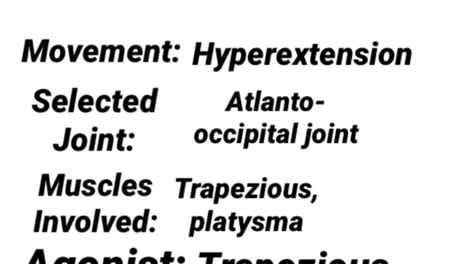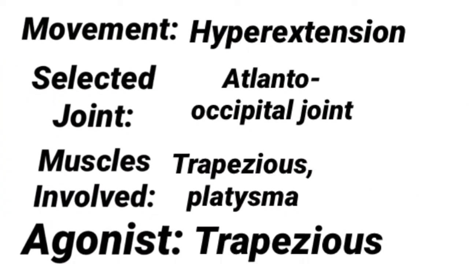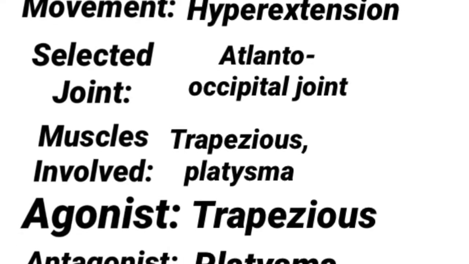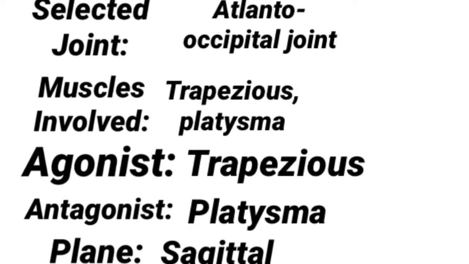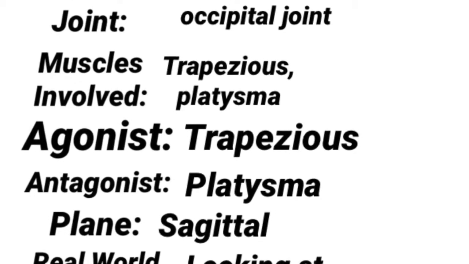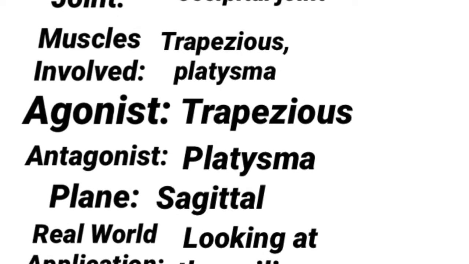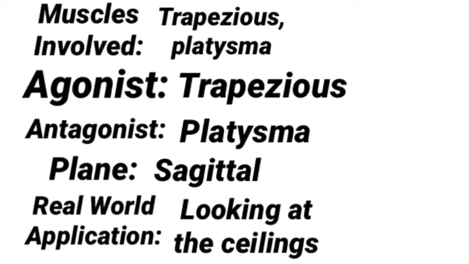Our ninth movement is hyperextension. The selected joint is the atlanto-occipital joint, and the muscles involved are the trapezius and platysma. The agonist is the trapezius, and the antagonist is the platysma. This movement takes place in the sagittal plane, and a real-world application would be looking at ceilings.